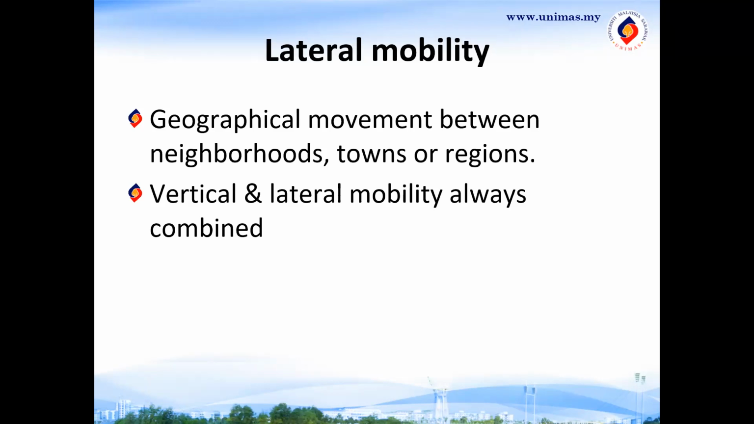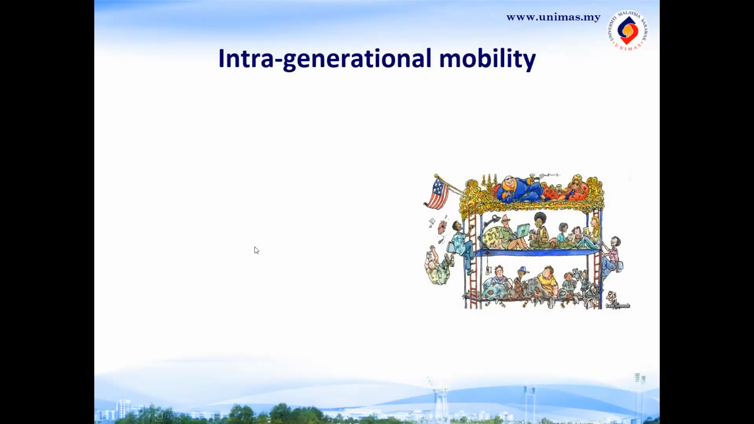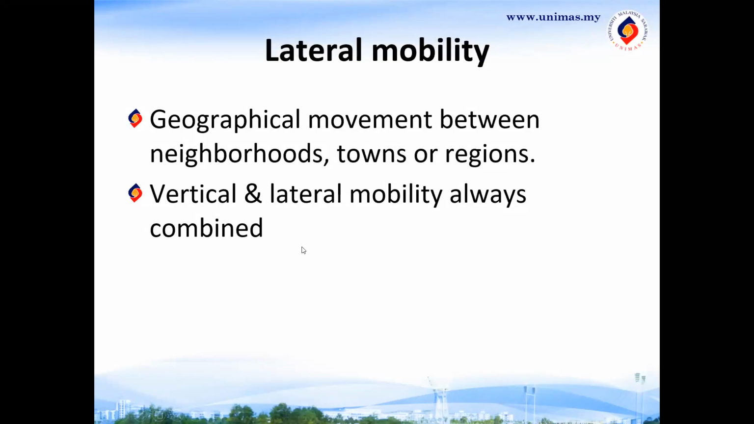It can be another neighborhood. So a teacher in, say, Sarawak who then goes to the Peninsula and gets a more or less similar job, that could be a form of lateral mobility. Or if you're talking about the same organization, it may also be a form of horizontal mobility. So it can be a combination of vertical as well as lateral mobility.